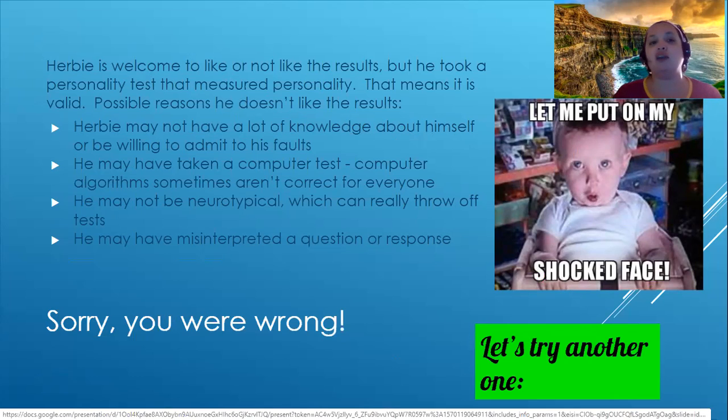Okay. Now, a few possible reasons that he doesn't like those results. One may be that maybe he is a shy and stubborn person and he doesn't like to acknowledge it. Sometimes it happens.